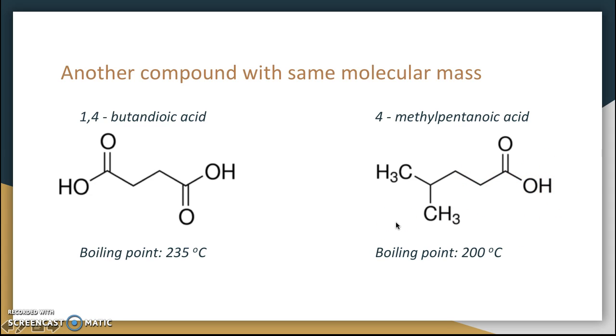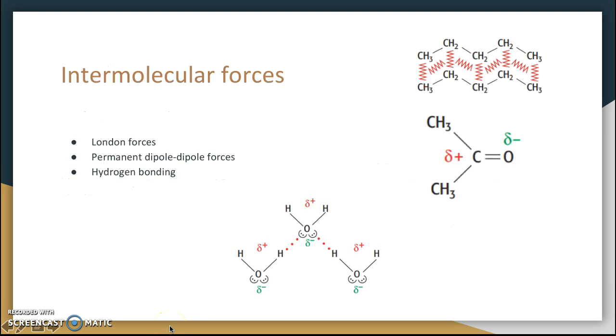So because of all these factors that I just stated, the 1.4 butanedioic acid is much harder to break apart because the attraction between all the molecules here is much higher. So that's why it all contributes to the 1.4 butanedioic acid having a much higher boiling point. And yeah, that's it. Thank you.